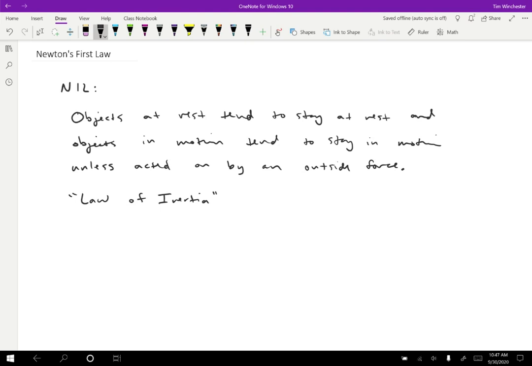Essentially saying objects are inert. They don't do things unless you make them do things. So one of the things that may seem a little weird about this is, is this just a repeat of Newton's second law?